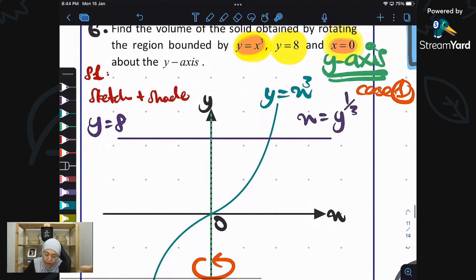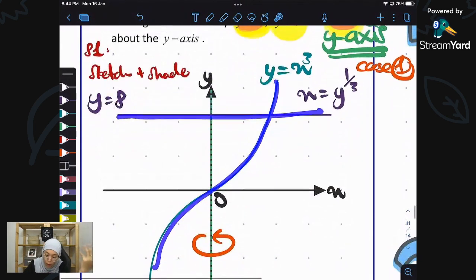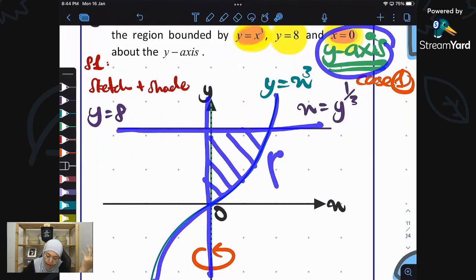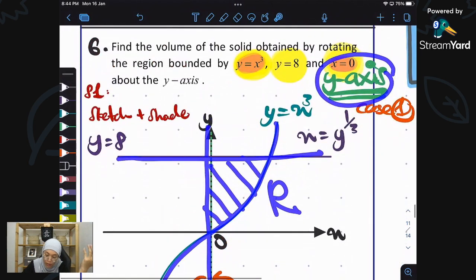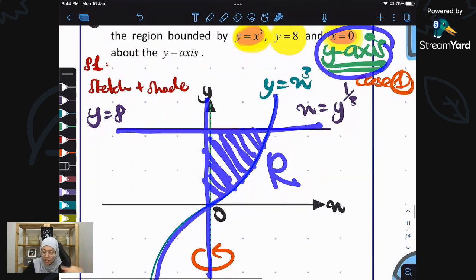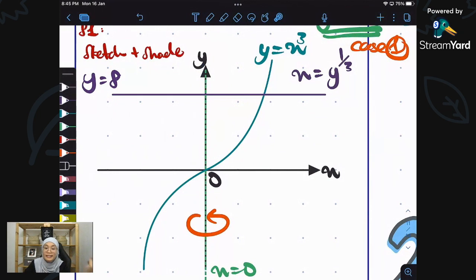So therefore, we have the curve, we have the line, and we should close it at the y-axis given there. And so this is the region R. Okay, is it called region R? Okay, dia tak panggil region R, tapi tak apa. As long as you know this is the region, and you will be fine. Okay, so this is the perfect region that we want, and then we are going to rotate it at the y-axis. So let's do it.